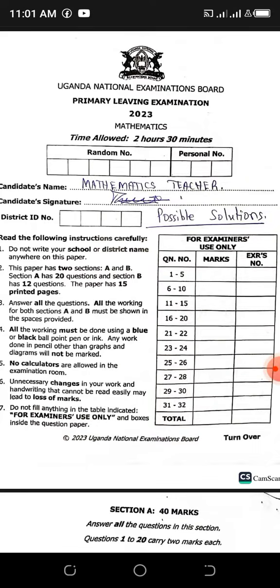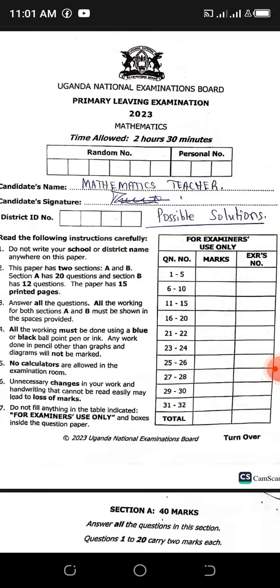This is the primary leaving examination set by the Uganda National Examination Board, basically mathematics. So I want us to look at questions from question number 1 to the last question and see the possible answers to all the questions they asked.